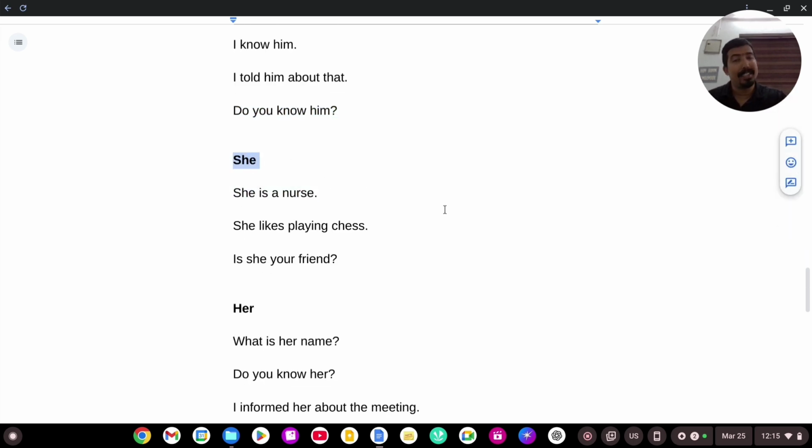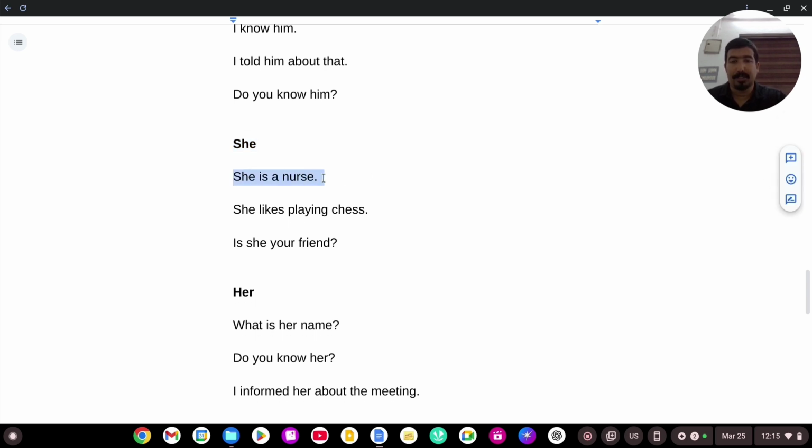she. Here the gender is a girl or a woman, a lady. She is a nurse. There is one girl or a woman standing there. She is a nurse. She likes playing chess. That's talking about her hobby. She likes playing chess. Is she your friend? One lady is standing there and my friend is asking me, is she your friend? Is she? The gender is a girl or a lady or a woman.